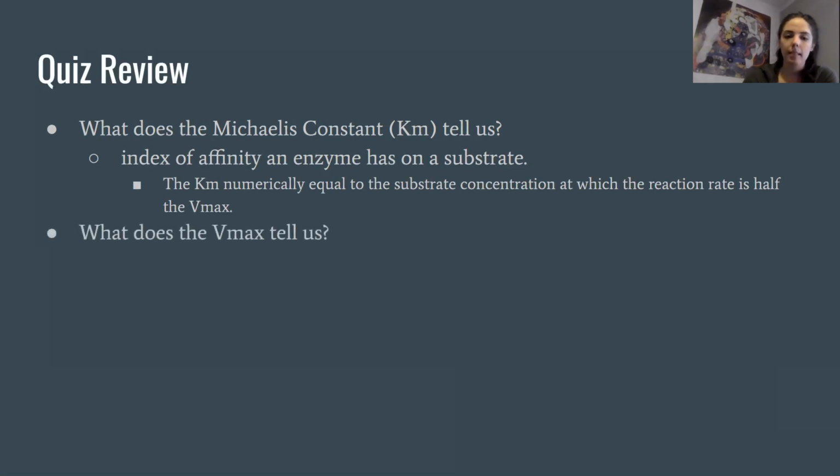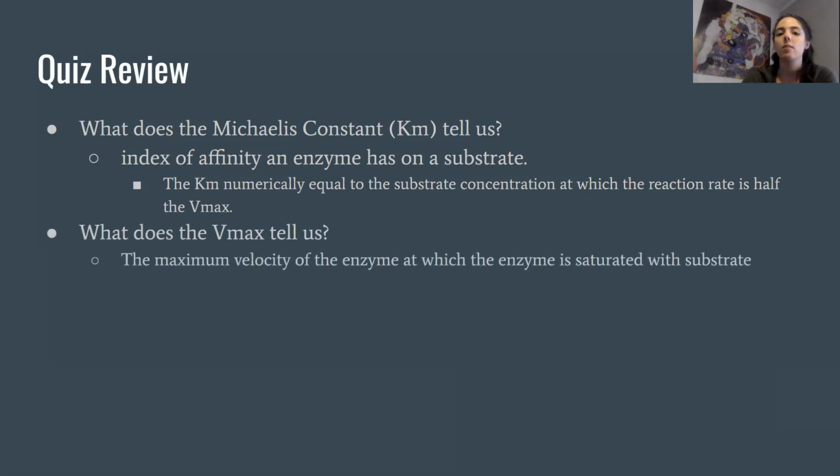So what does our Vmax tell us? This tells us the maximum velocity of the enzyme at which the enzyme is fully saturated with the substrate. So if you remember, at the Km value substrate concentration, half of the enzyme is in complex with substrate, while at the maximum velocity, the enzyme is saturated by substrate. So all of the active sites are bound to substrate.